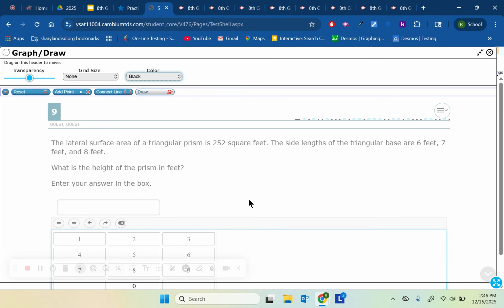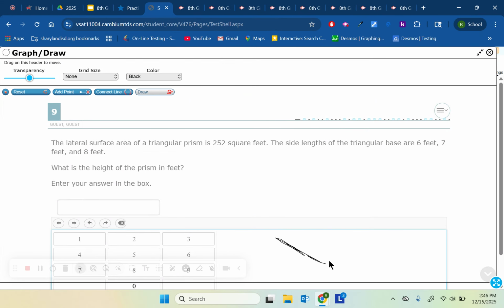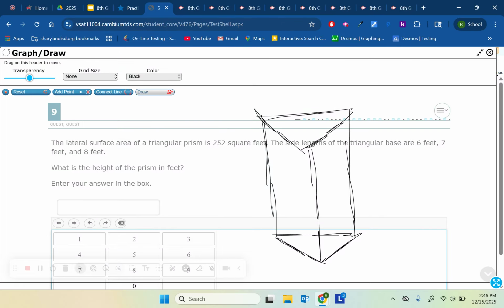How do I feel like drawing this one out? I'm going to draw it out this way. I'm not a professional artist, so you can tell. And then there it is. This is 6, and 7, and here is 8.